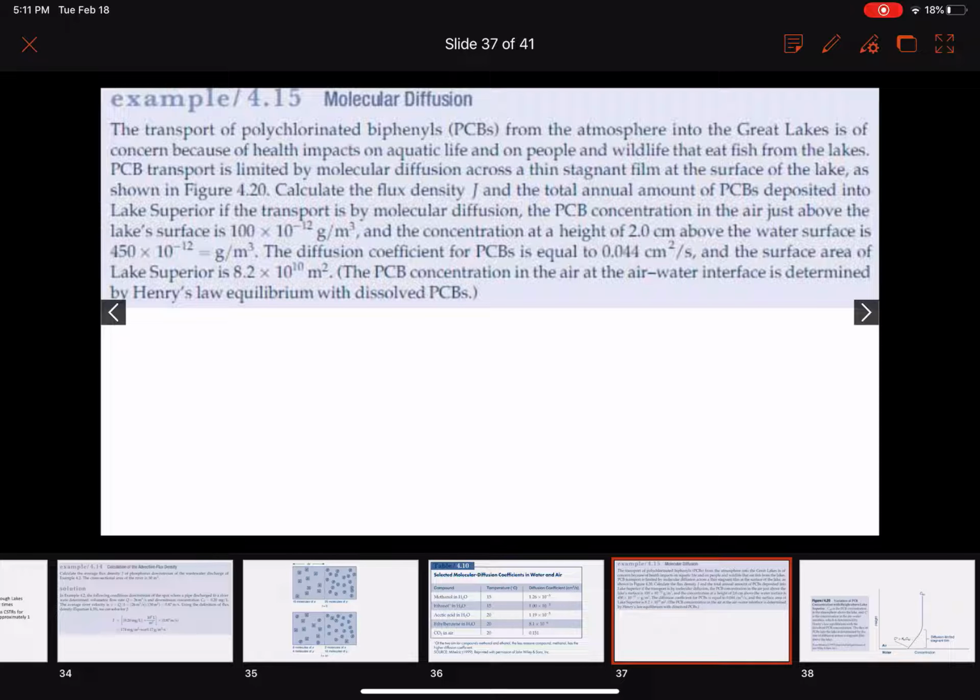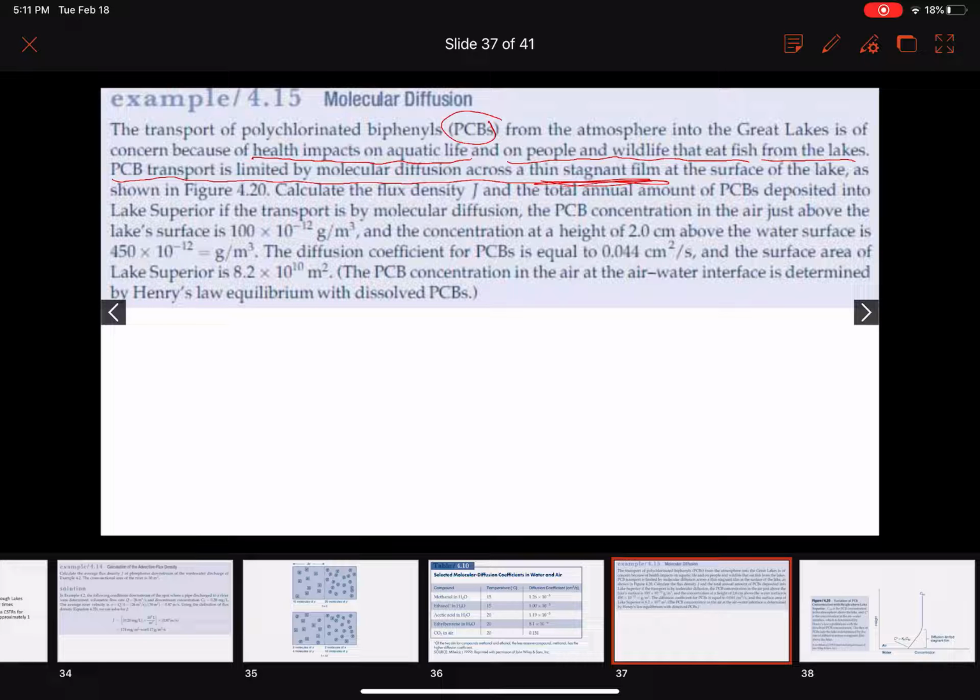So this problem will teach you how to apply the molecular diffusion of compounds. Let's see the transport of PCBs from the atmosphere into the Great Lakes. This is very dangerous. The Great Lakes are of concern because of health impact on aquatic life and on people and wildlife that eat fish from the lakes. PCB transport is limited by molecular diffusion across a thin stagnant film at the surface of the lake.